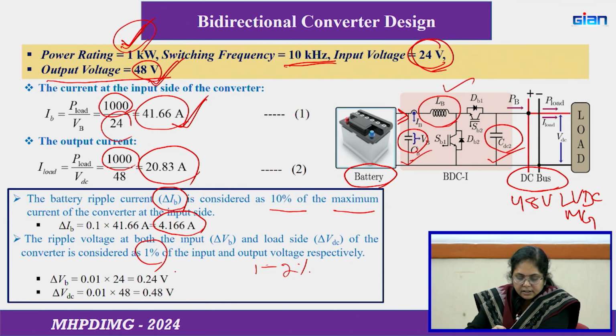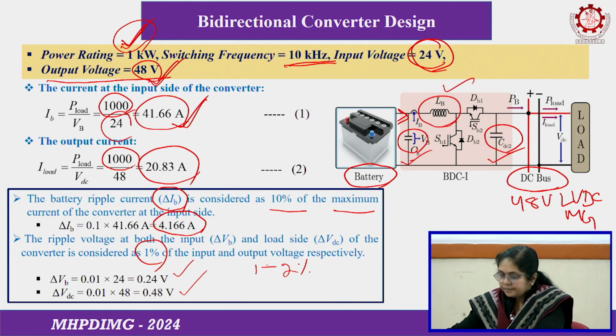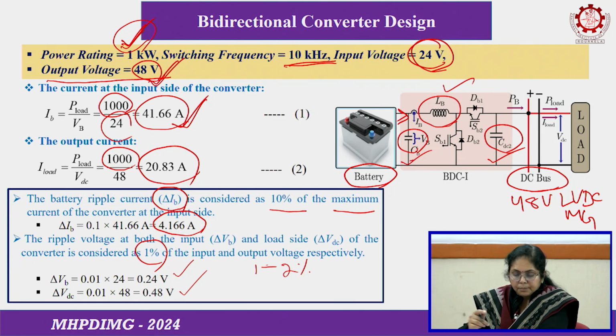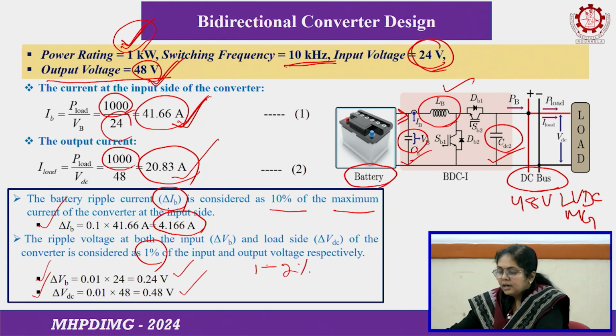So, based on that, the input voltage ripple is fixed to 0.24 volt and the output voltage ripple is fixed to 0.48 volt. We have calculated the maximum input current, the load current, the input current ripple and the input and output voltage ripples. So, now we have to find out the LB, the filter inductor, and the filter capacitance values, input side and output side, one by one.